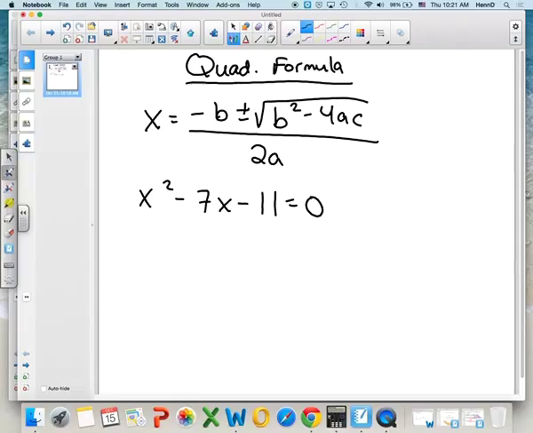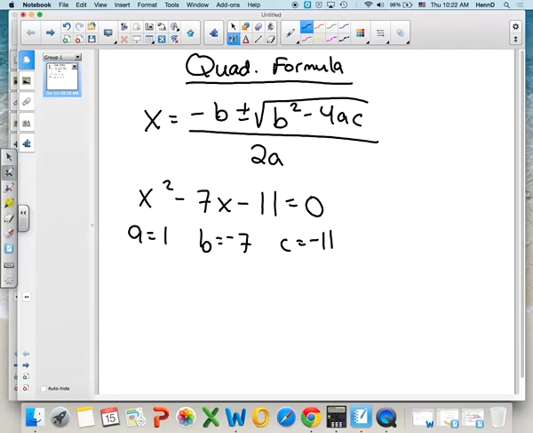So if you have this equation, x squared minus 7x minus 11 equals 0, you first have to figure out what a, b, and c are. Remember that a is the coefficient in front of the x squared, so this problem is 1. B is negative 7, it's the coefficient of the x, and then the constant is the c. The quadratic formula only works when you have an equal 0 at the end, so if it's ever not an equal 0, you have to move it over to the left side to make it an equal 0. So you got to make sure it has an equal 0 before you start the problem.